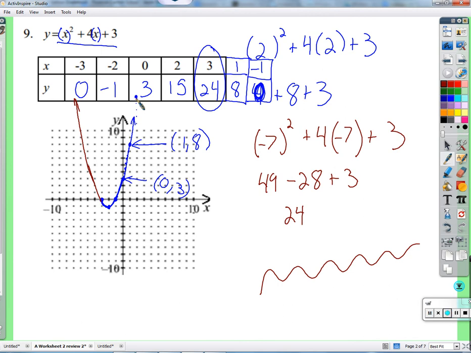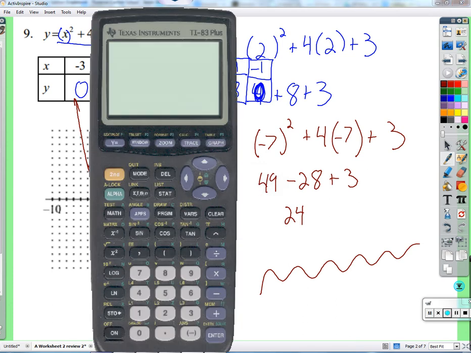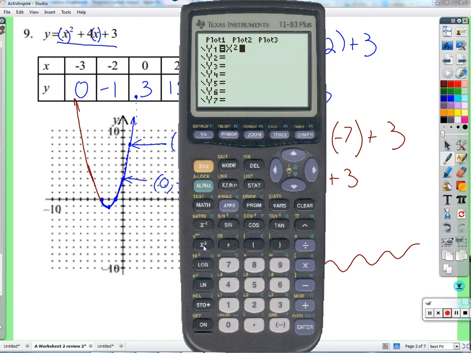Let me see if I can show you how a calculator thinks. If I put this function in here, x squared plus 4x plus 3, and I look at its graph, no surprise, it looks like the graph we have over here. Now let's look at something.